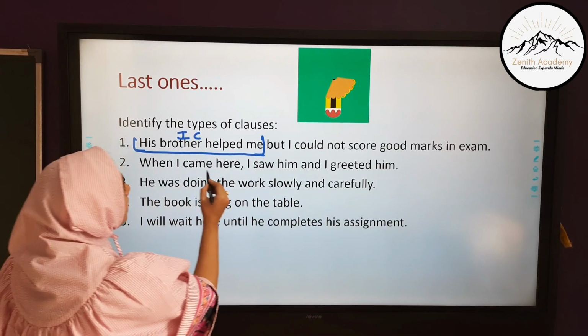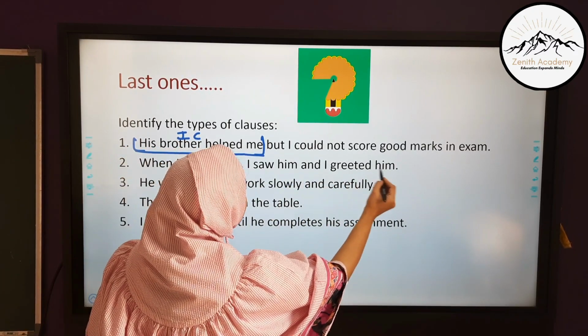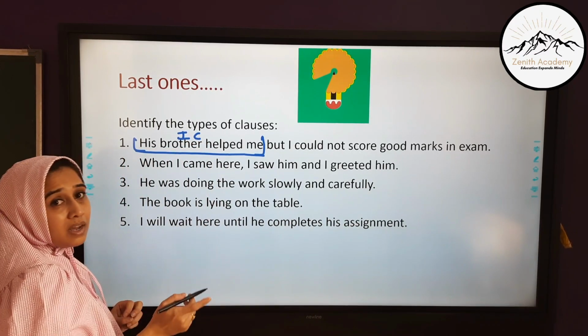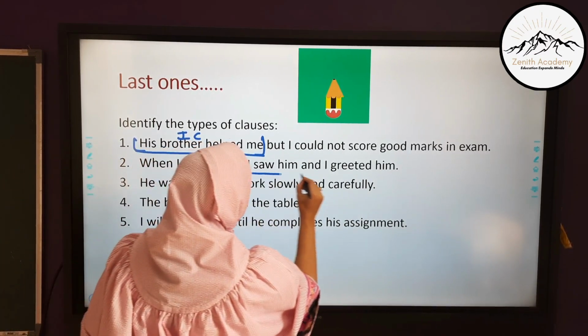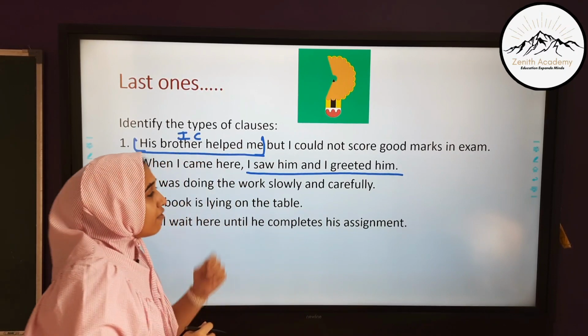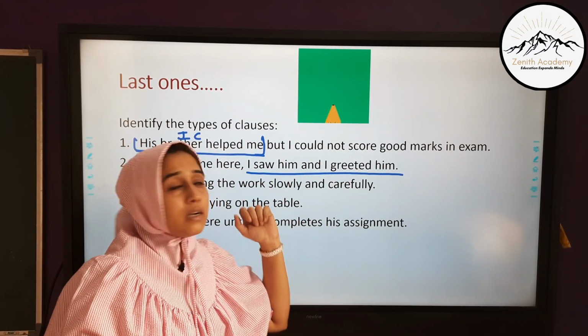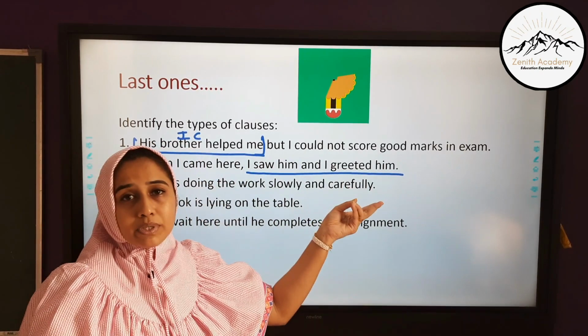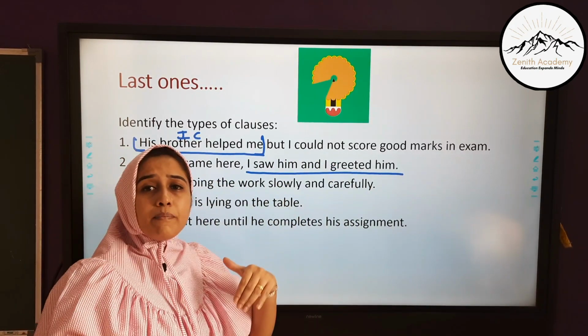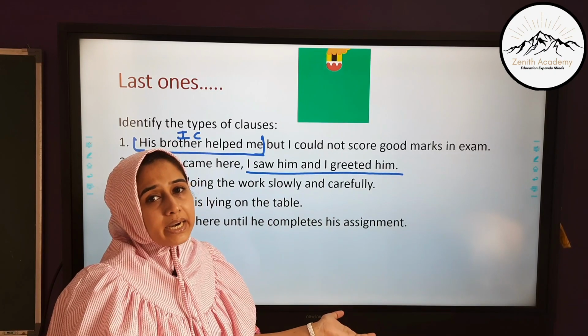Second one, when I came here, I saw him and I greeted him. Here, the independent clause is I saw him and I greeted him, where I is the subject, and greeted and saw, both are verbs. So this conveys the complete meaning. I saw him and I greeted him.